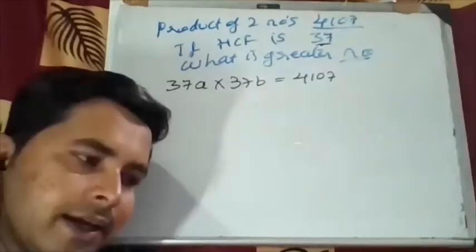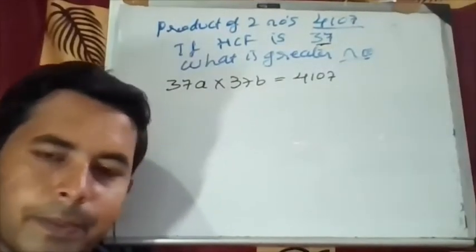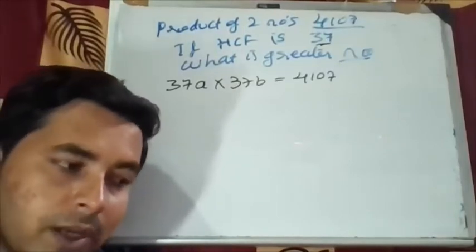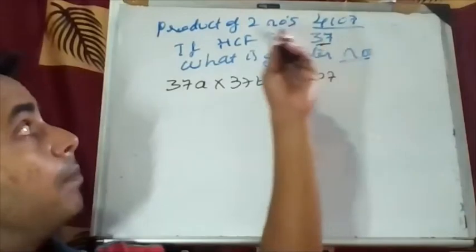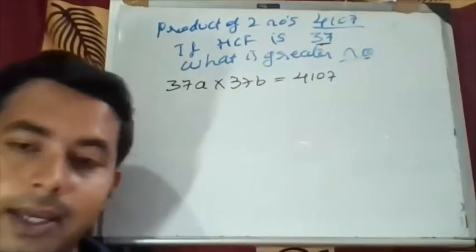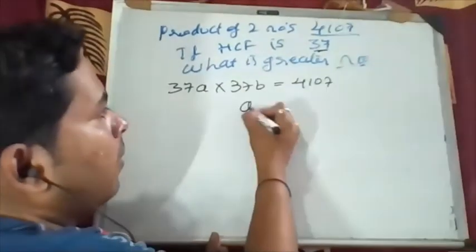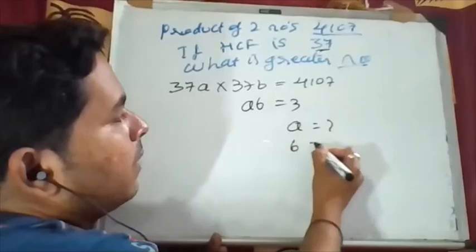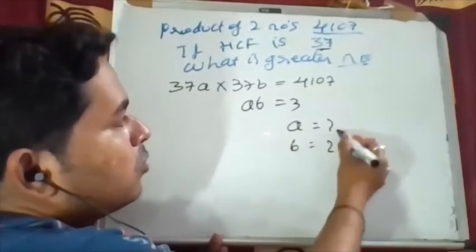Okay, 3 आ गया. Then take a product of co-primes. No, what I am asking, multiply A and B. AB आपको 3 आ गया. I got your point. AB आपको 3 आया. मुझे क्या आना है? A value and B value. इनमें से कौन सा बड़ा है?